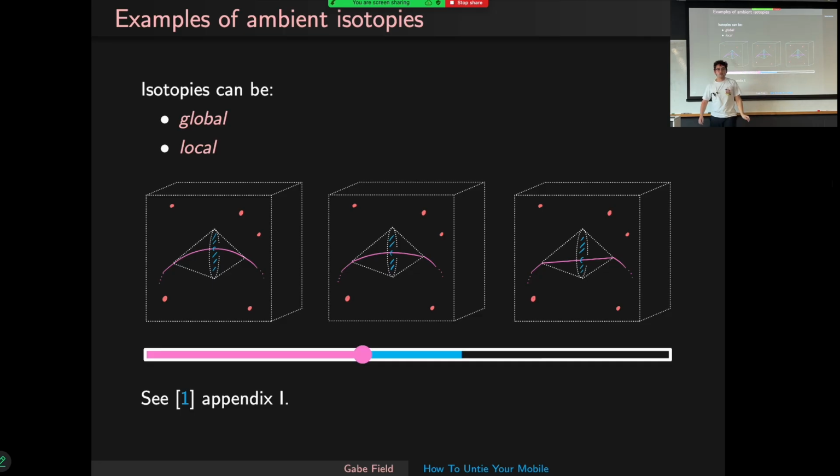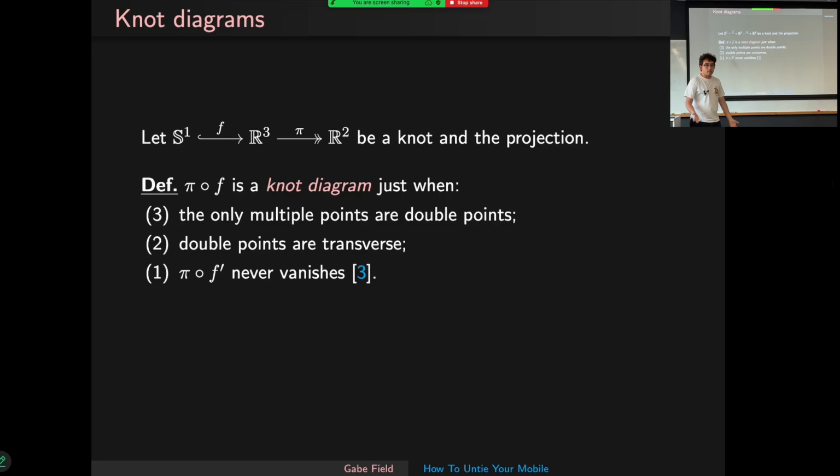And this is where we're starting to see that this smooth idea and this PL, piecewise linear idea from before, are kind of the same. If you want more details, you can see Appendix I of Crowell and Fox. Okay, so what was the next step in our story?